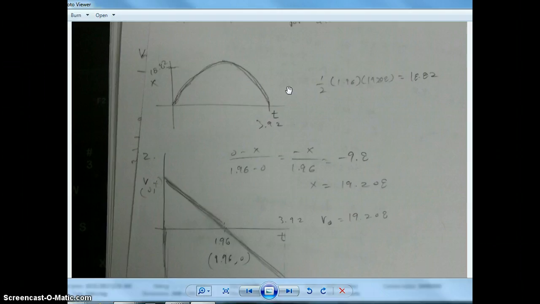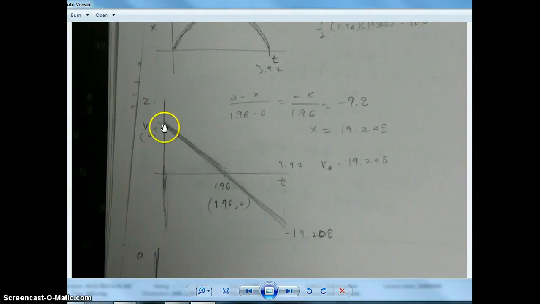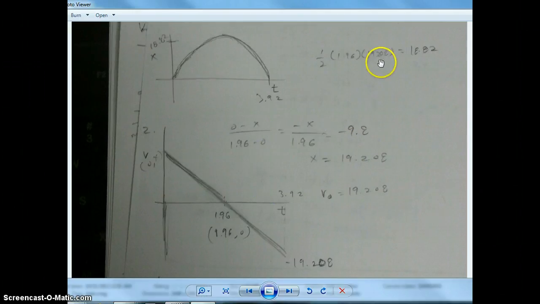And then what's the maximum height? The maximum height is 18.82. This is number 6. 1/2 times 1.96 times 19.208. Now we can go back to this. The area of just this part is basically the maximum height. So since we know x is 19.208, that's where I got this 19.208. 1.96 divided by 2, because it's a triangle, and it makes the maximum height of 18.82 meters.